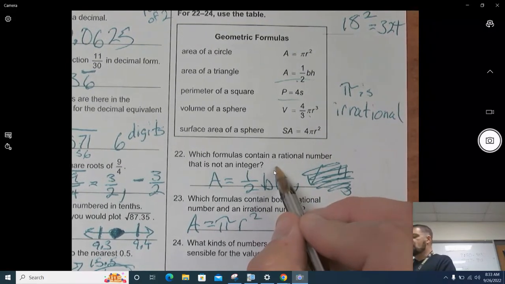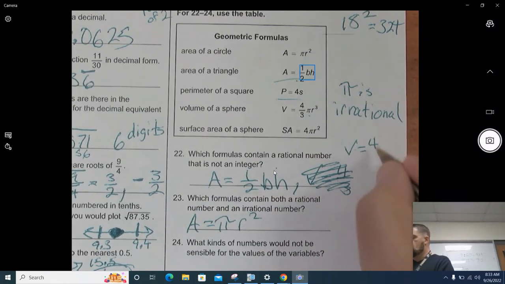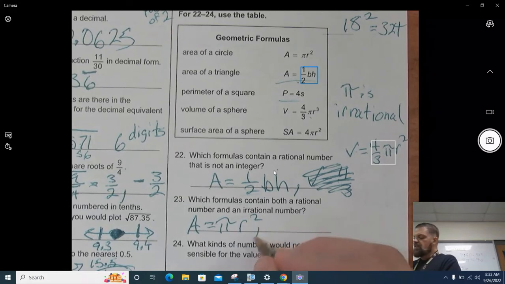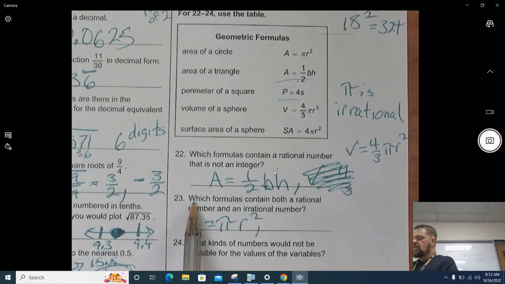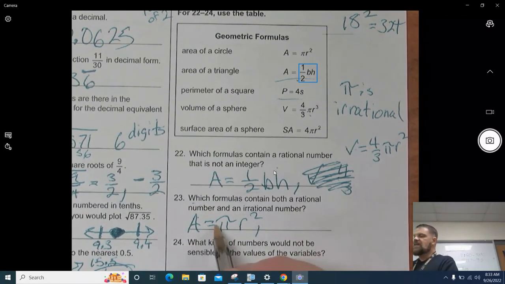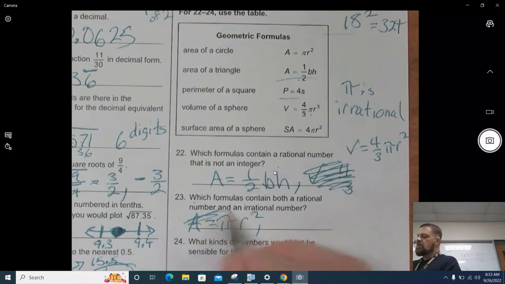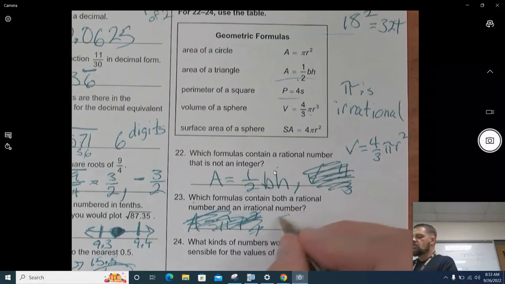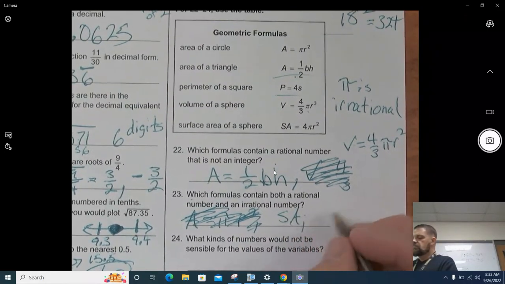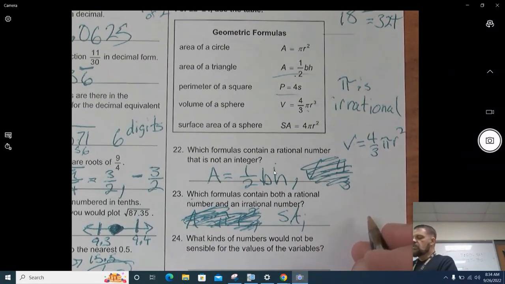I'm reading has a rational number as not having an irrational number. So technically, this one does have a rational number because 4/3 is a rational number. It doesn't say that you exclude pi. And so, with that same line of thinking, which formulas contain both rational numbers and irrational numbers? This one, because it doesn't have a number per se, technically we can have an implied one. It would be the other ones that have pi. So surface area, yeah, don't just scribble that one out, according to the answer key. Surface area and volume of a sphere.